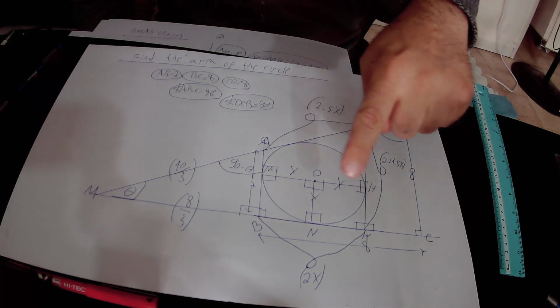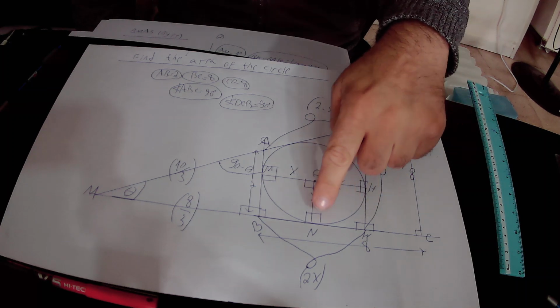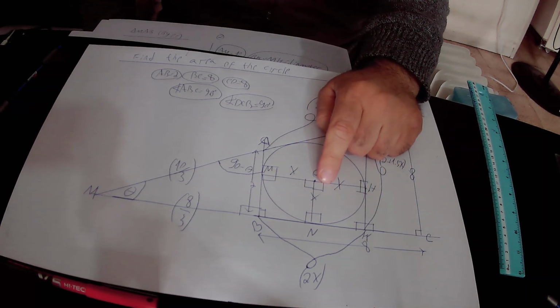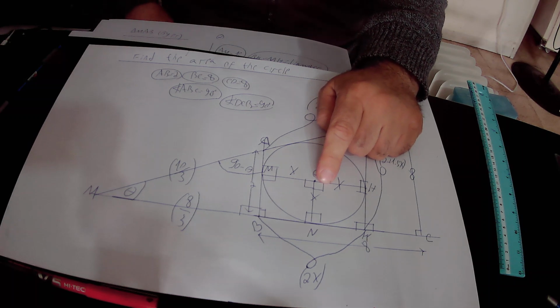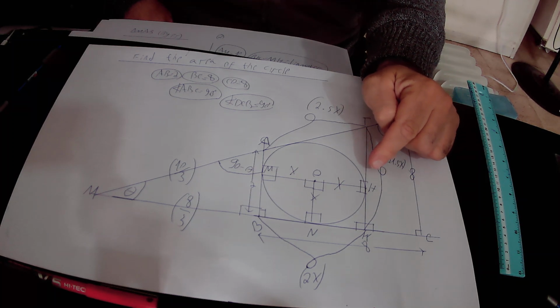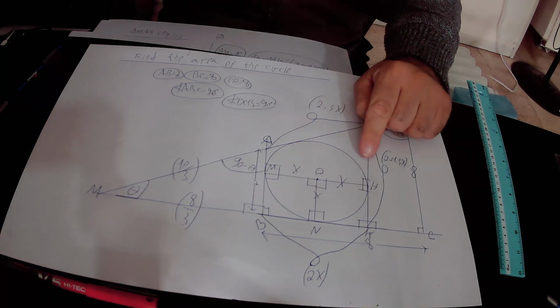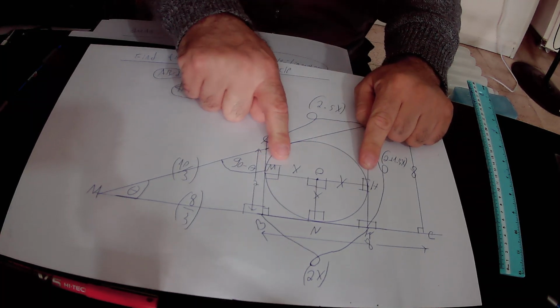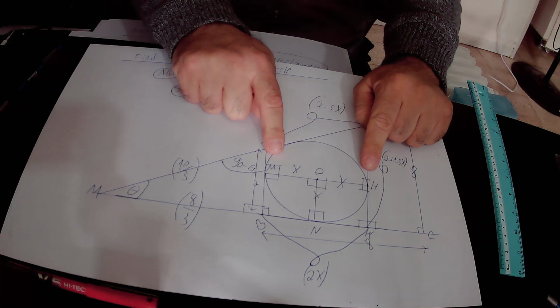In quadrilateral HOMT, we have 1, 2, 3 right angles, therefore the fourth angle must be equal to 90 degrees according to the rule that the sum of the angles in any quadrilateral is equal to 360 degrees. So we have angle AOM, this angle AOM equals 90 degrees plus 90 degrees, it is 180 degrees. Any angle that is equal to 180 degrees must be a straight line.